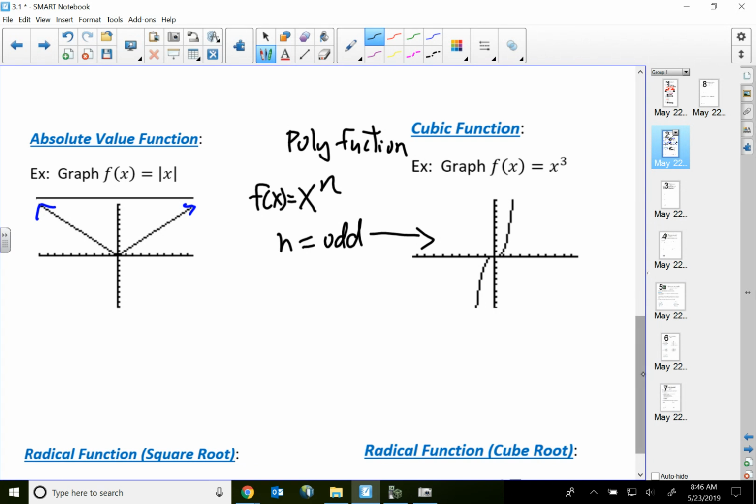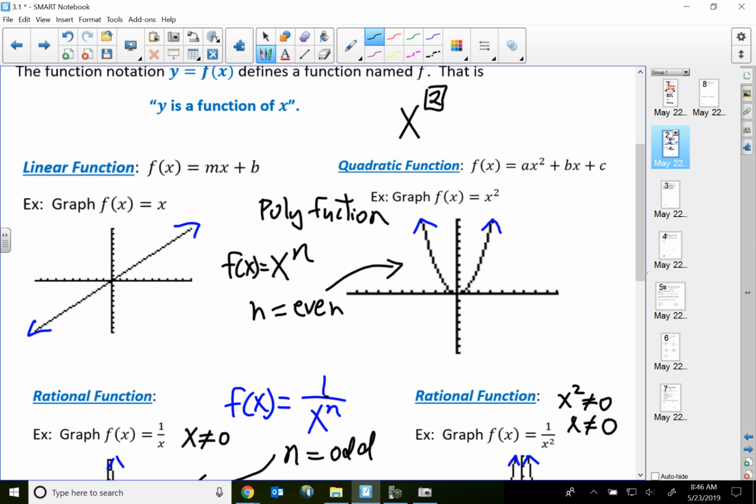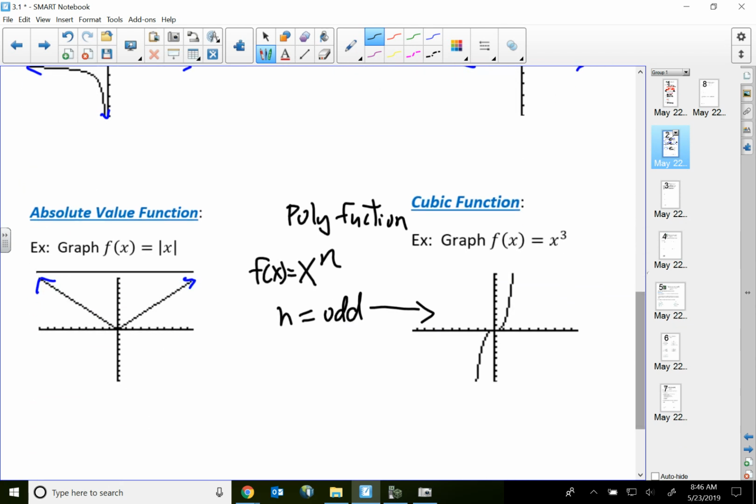Now, of course, with the exception of linear. A linear function is actually a polynomial function, but a linear function has its own look, which is a straight line. That's why it is considered a polynomial function with an odd exponent, but this is the only odd power that looks different than other odd exponents. All the other odd ones will always look something like this.